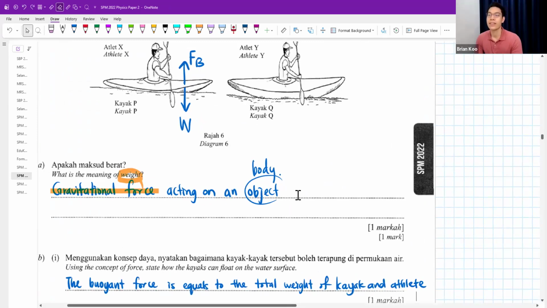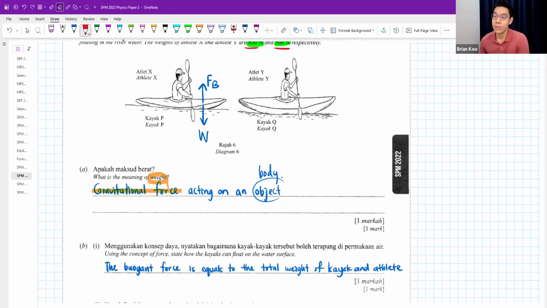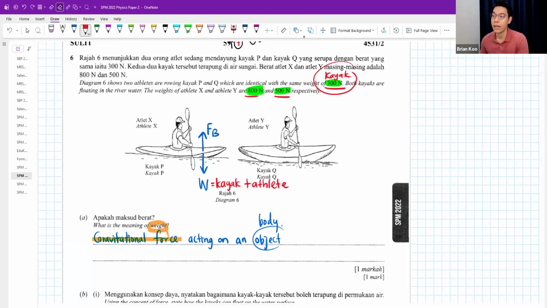Okay, why I say the total weight is because the weight comes from kayak plus athlete. That's the total weight. They gave the weight of kayak is 300, and then the weight of athlete is 800 and 500.